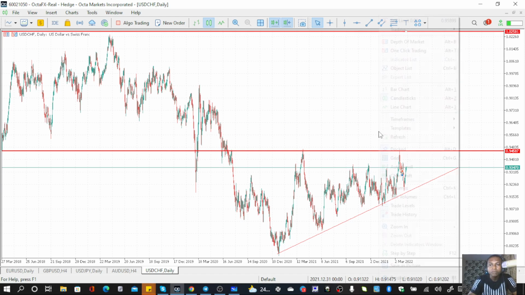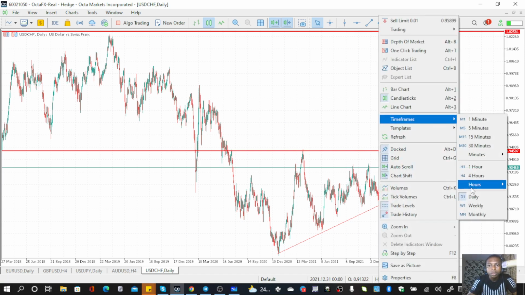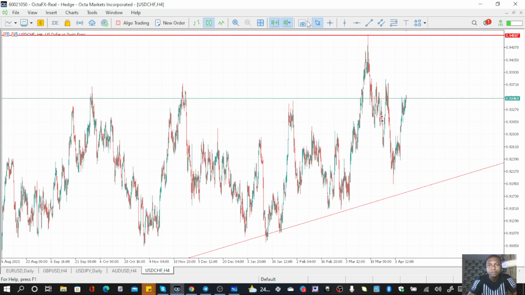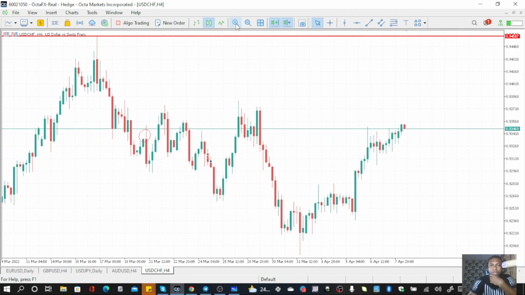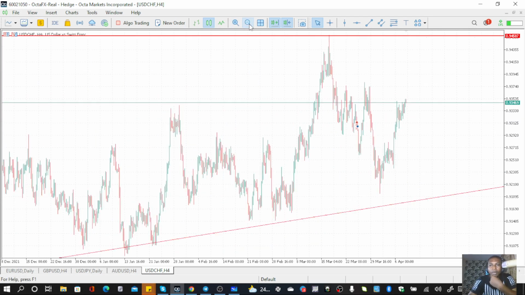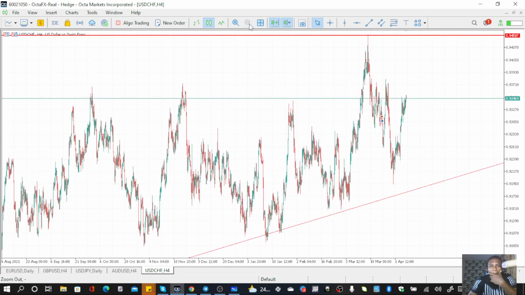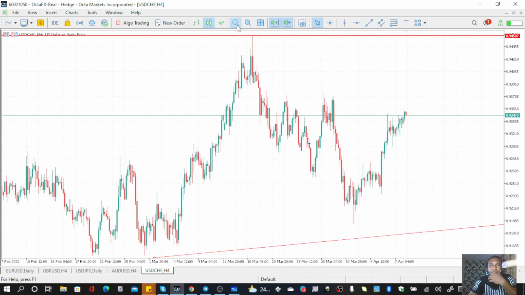All right. Let's go to the 4 hours, to look at what price is currently doing. And obviously we can see that price is not in a clear direction for those trading on the intraday, right? Price is not in a clear direction. For the swing traders, price is in a direction that is bullish.